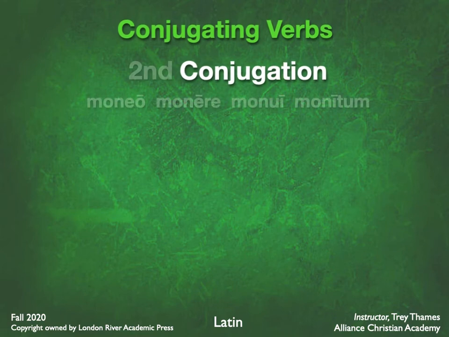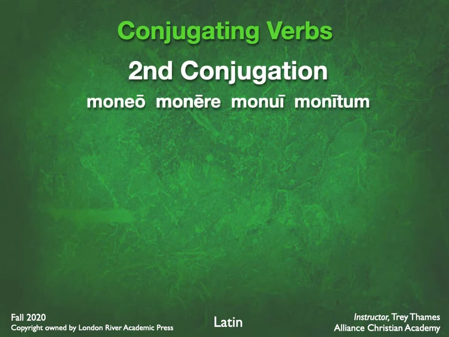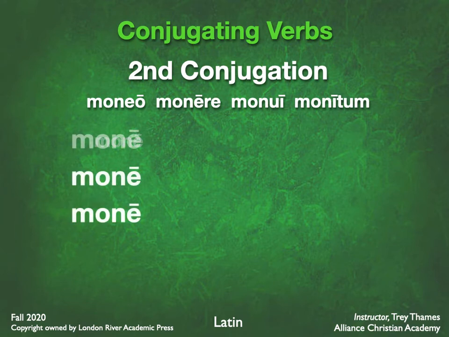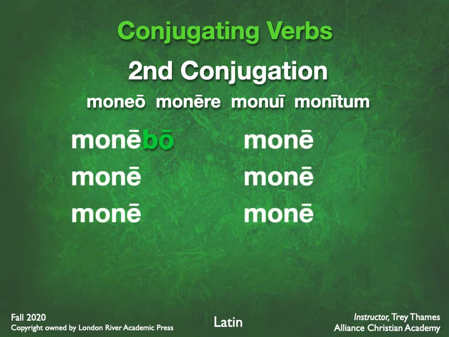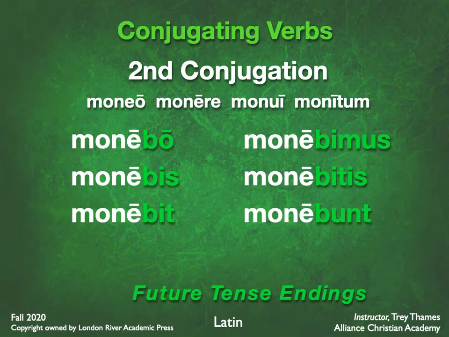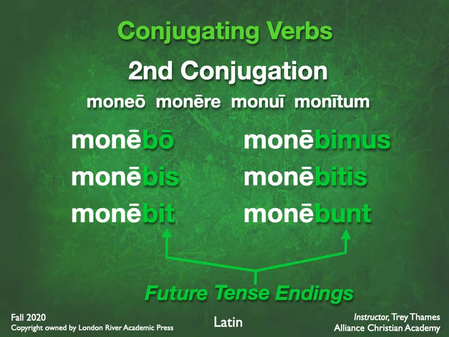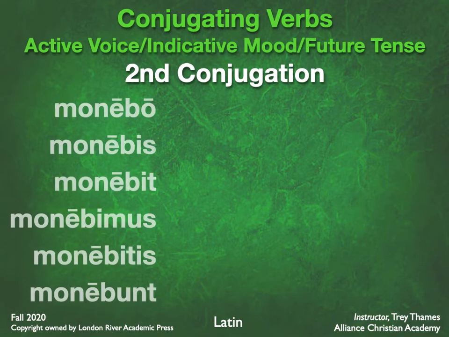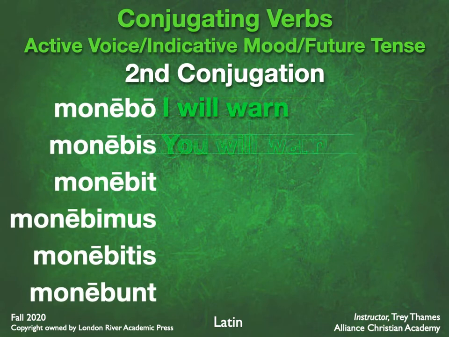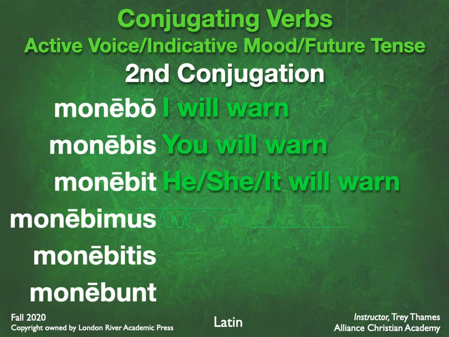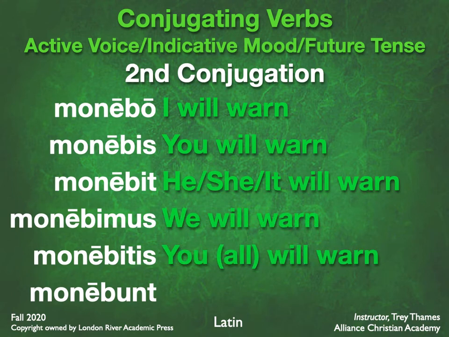And then the word moneo, which is the word for warn, with the future tense is monebo, monebis, monebit, monebimus, monebitis, monebunt. And this is: I will warn, you will warn, he, she, it will warn, we will warn, you all or y'all will warn, and they will warn. So that's conjugating first and second conjugation verbs. You should know this by now, because this is pretty much review from last year.